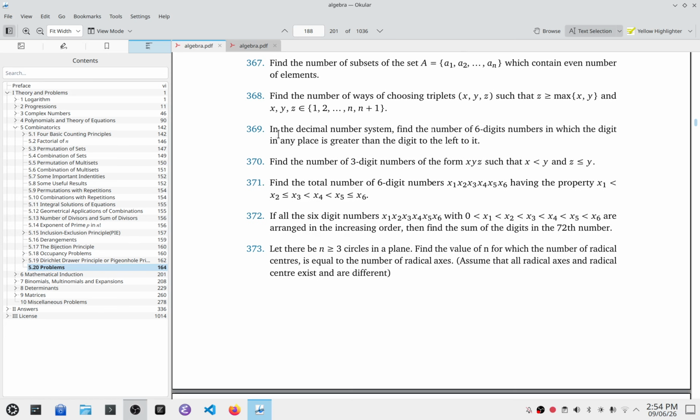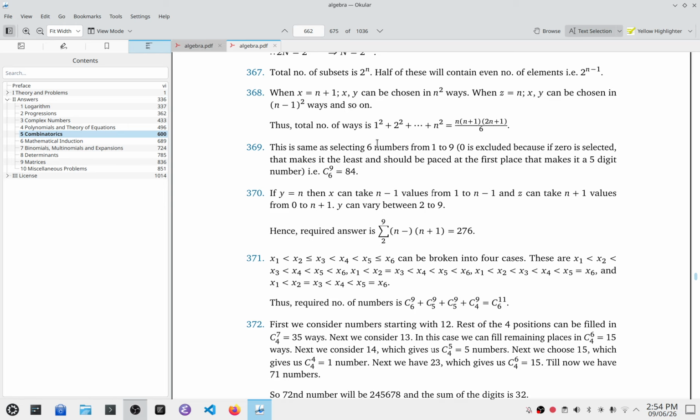Question 369 says: in the decimal number system, find the number of 6-digit numbers in which the digit in any place is greater than the digit to the left of it. So this is the same as selecting 6 numbers from 1 to 9. 0 is excluded because if 0 is selected, that makes it the least and it should be placed at the first place, which makes it a 5-digit number. So selecting 6 digits would be 9C6, that is 84.